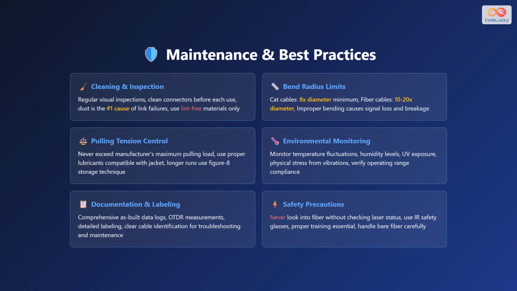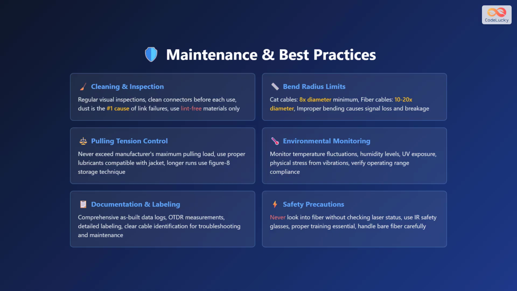Proper maintenance ensures cable longevity and performance. Regular visual inspections and cleaning are critical since dust is the #1 cause of connection failures. Clean connectors before each use with lint-free materials only. Respect bend radius limits. Copper cables should not bend tighter than 8 times their diameter, while fiber optic cables require 10 to 20 times their diameter.